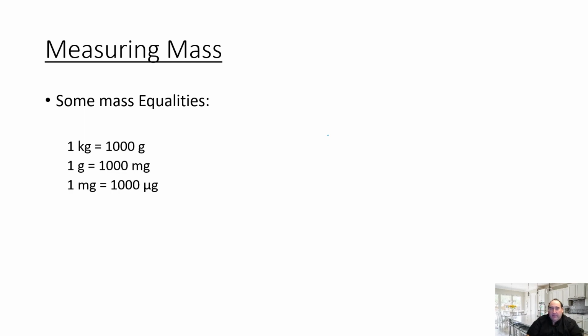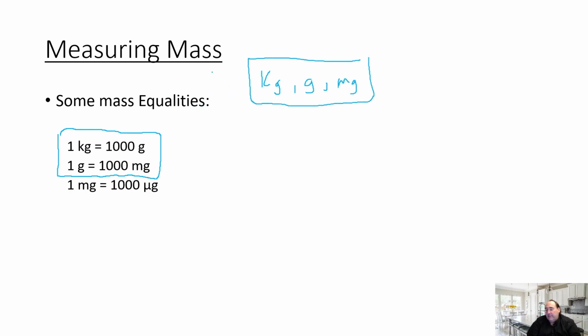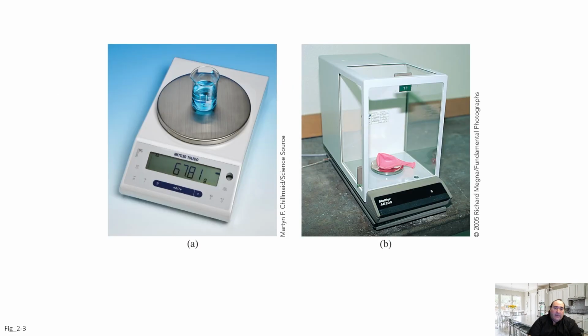Measuring mass, as we talked about, these are very common equalities. I would say out of these, the first two are definitely the ones that we see the most. 1 kilogram is 1,000 grams. 1 gram is 1,000 milligrams. In terms of mass, kilograms, grams, and milligrams are super common units that we see a lot in chemistry.